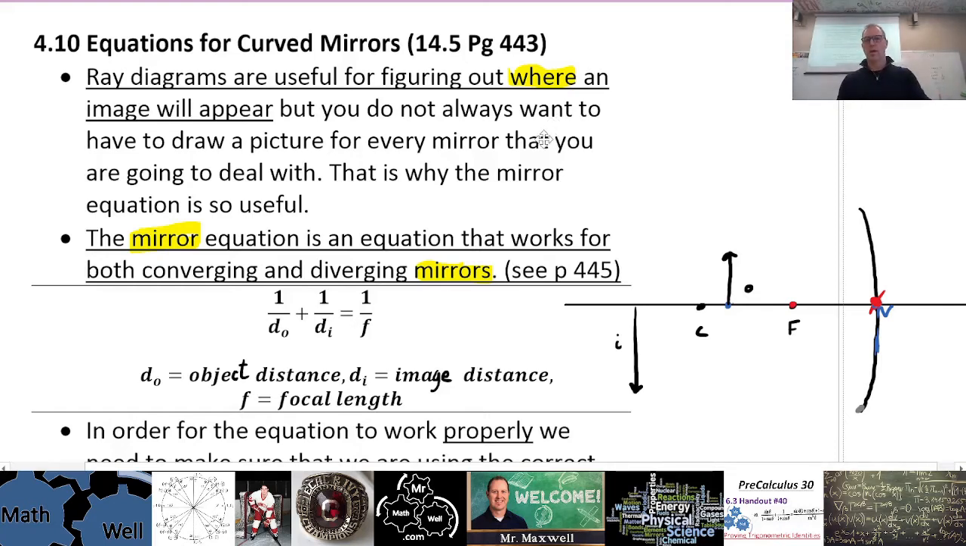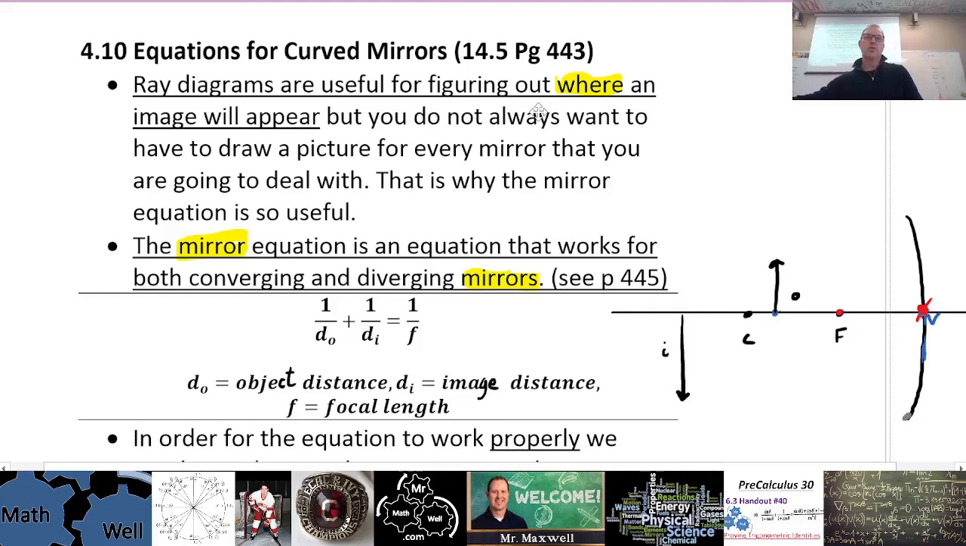Right on. Let's get through the notes here, and I want to talk to you about something very important, which is the equation for curved mirrors. We've talked about ray diagrams, which we just got finished talking about, and we do want to be able to take an analytical approach to finding distances and heights of images and things like that.